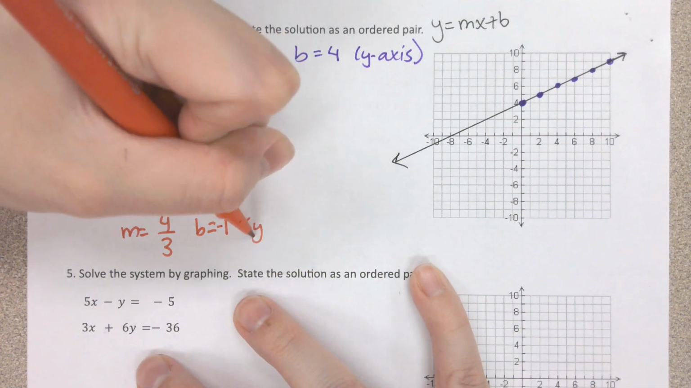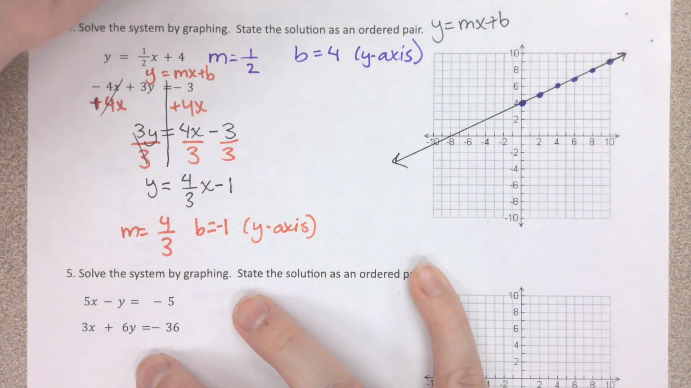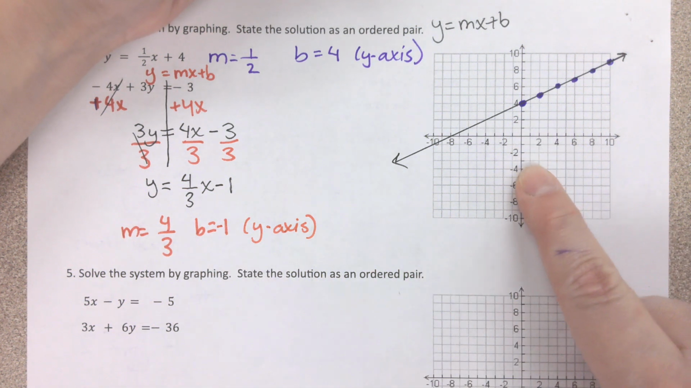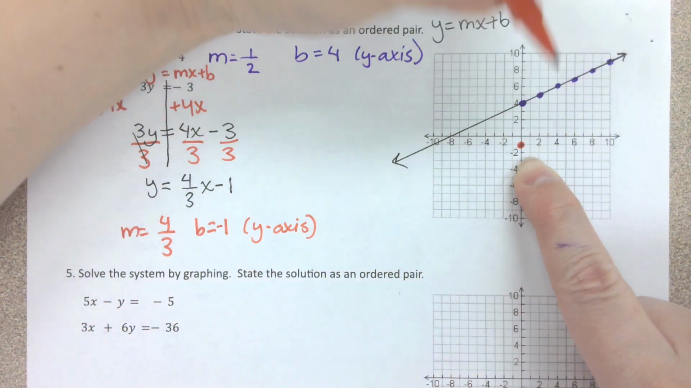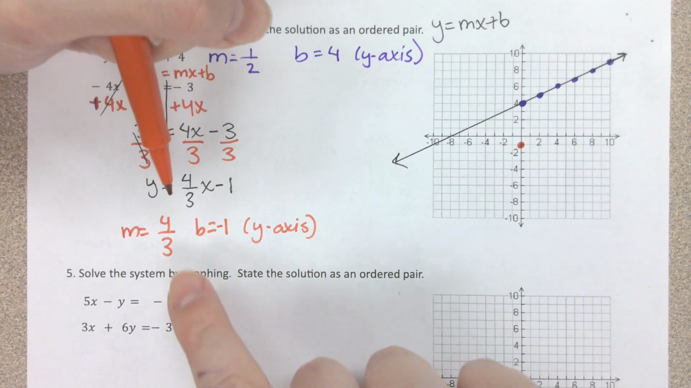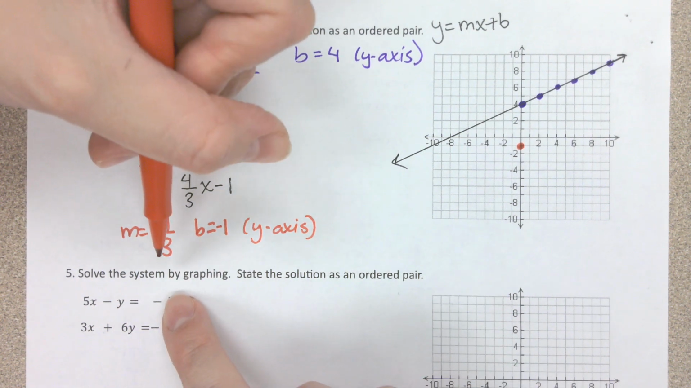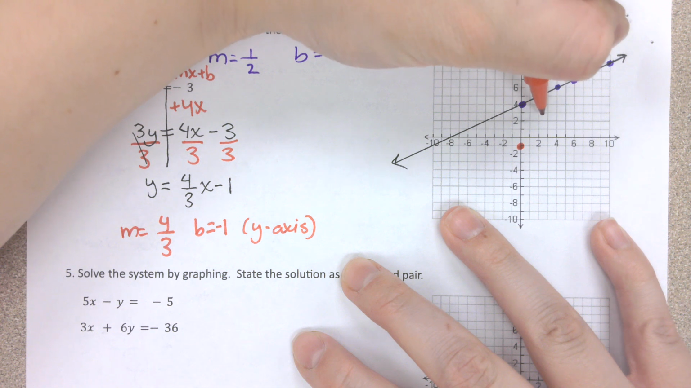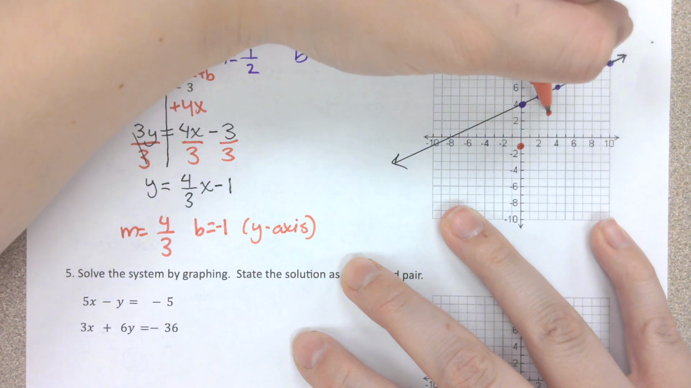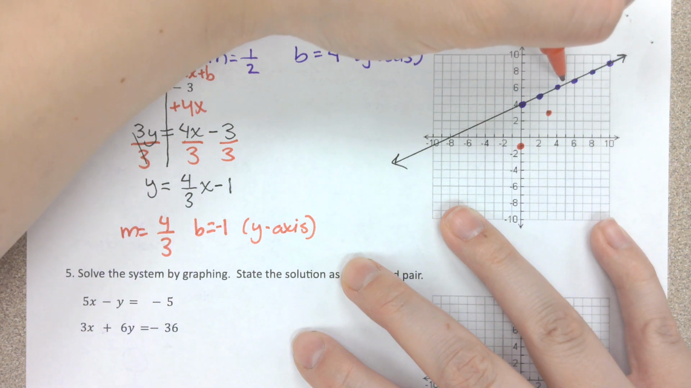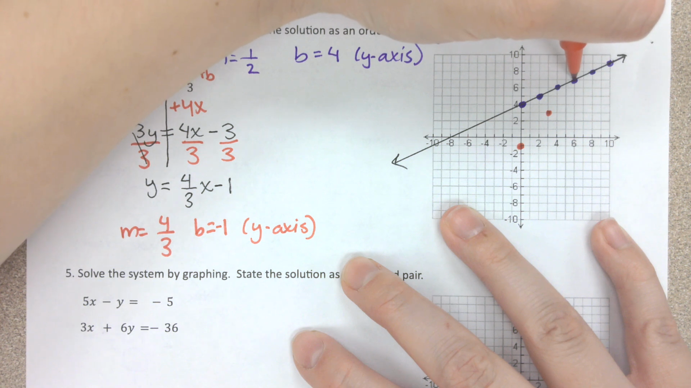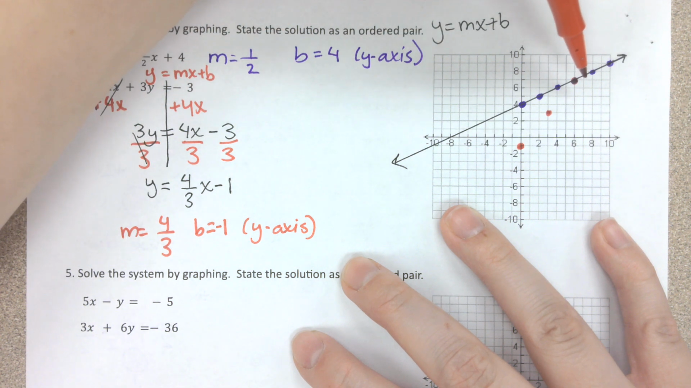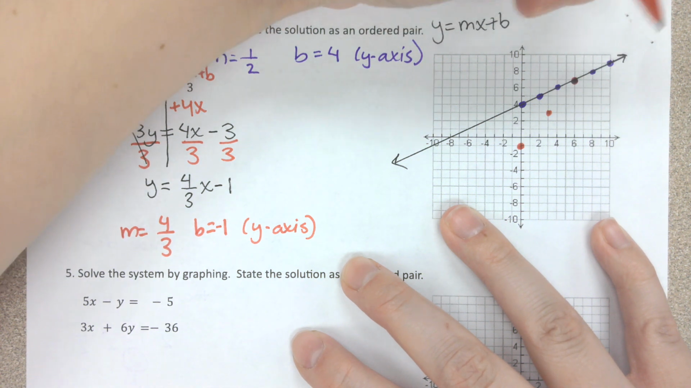Reminder, this is on the y-axis. So we're going to begin at negative 1 on the y-axis. And then the slope is 4/3. Up 4, right 3. Up 1, 2, 3, 4, right 1, 2, 3. Repeat. Up 1, 2, 3, 4, right 1, 2, 3. I'm going to go ahead and overlap it. This is going to be our solution. That's clearly where they cross.